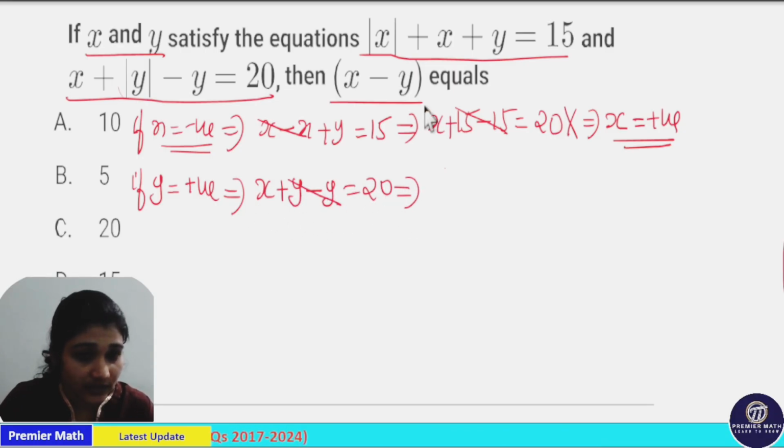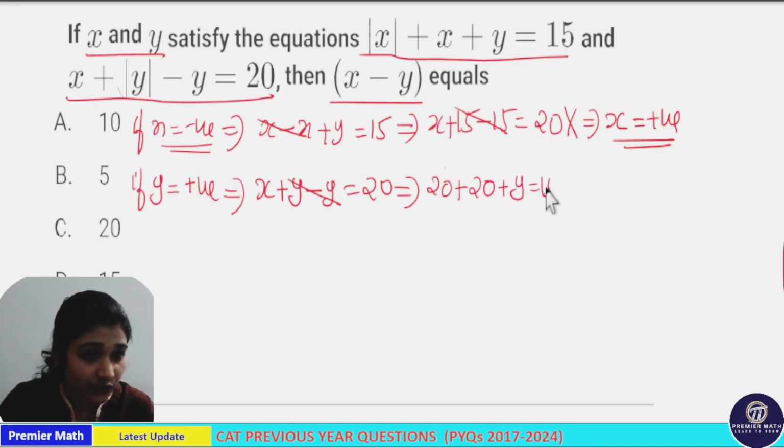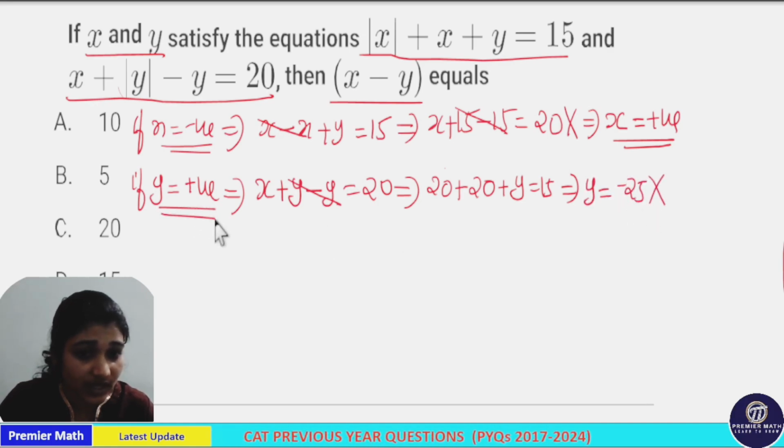Put the value x equal to 20 in the first equation. Then modulus of 20 is 20, and here we have plus 20, plus y, which is equal to 15. Now from this y equals 15 minus 40. So y is equal to negative 25, which is wrong because we assumed y as a positive value, which means y must be a negative value.